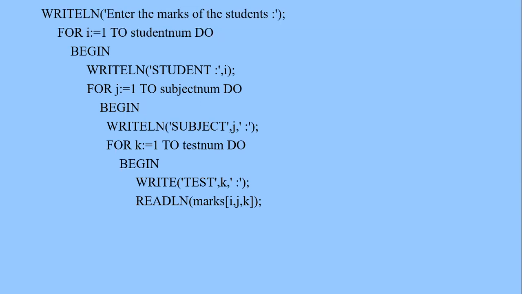So we read the marks. We read the value for the score, and then we assign it to the subscript that represents student number 1, subject 1, and that will be test number 1. And that will repeat. So this for loop will repeat until we have entered all the marks for all the students.